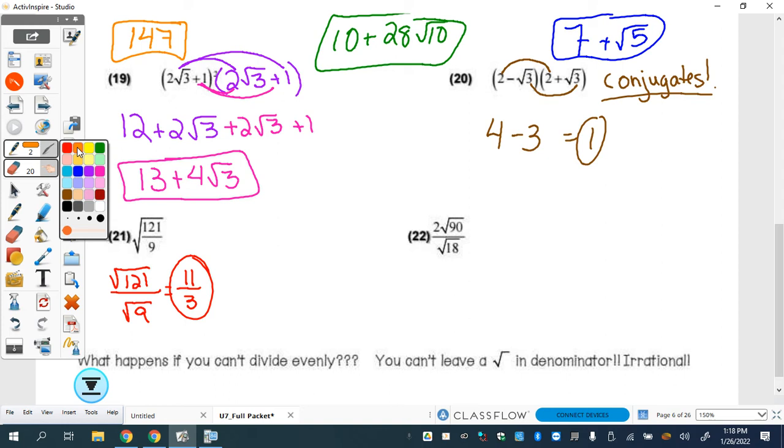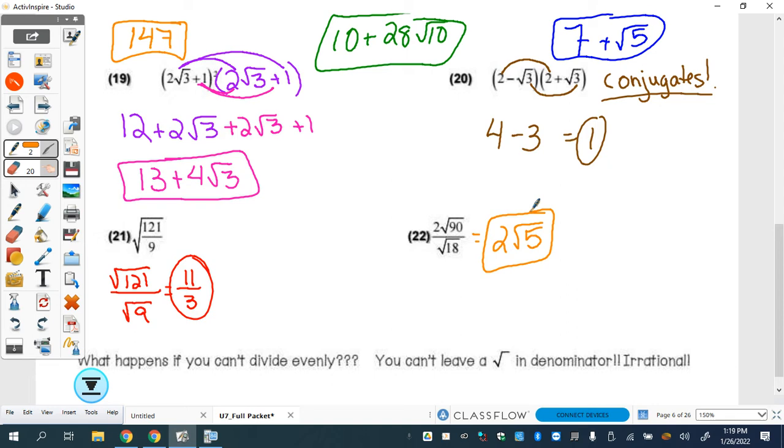22 is already separated for us. So what you always want to try to do is see if you can divide the radicands. Can we divide 90 by 18? Try it. 90 divided by 18. 5. So if you can, divide them. That's going to be the easiest way. So I still have the 2, though, because my coefficient on the 18 was a 1. So 2 divided by 1 gave me 2. Divided my radicands. That gave me radical 5.